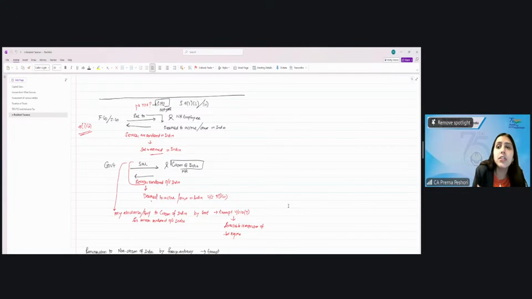How is the salary earned in India? If the services are rendered in India. So if a foreign company pays a non-resident employee for the services rendered in India, the salary shall be deemed to accrue or arise in India. And under which section will you deduct the TDS? In which section is the foreign company required to deduct the TDS?